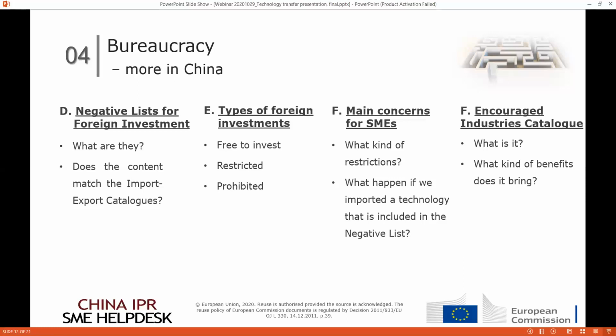So when we are talking about investing in China and transferring technology, we have to take into consideration all these catalogs that I mentioned. On the bright side, we have the encouraged industry catalogs. That is actually, again, a catalog of technologies and areas of investment that are encouraged to be transferred, and your company will have some benefits for doing it. These benefits are mostly tax exemptions, but you may also be able to find some funds.